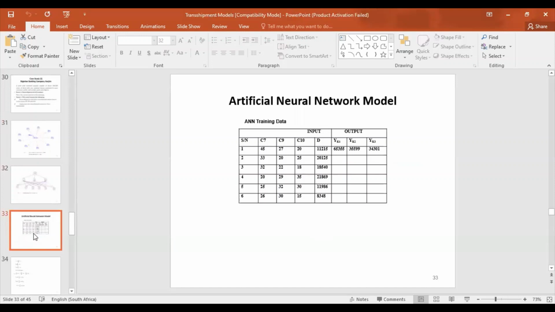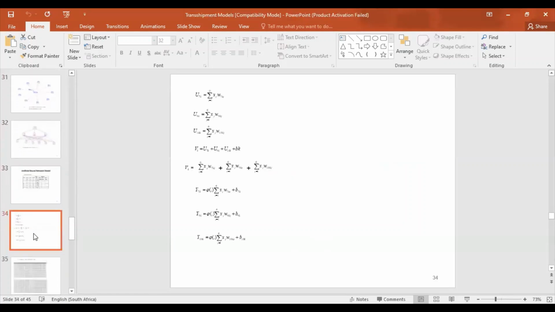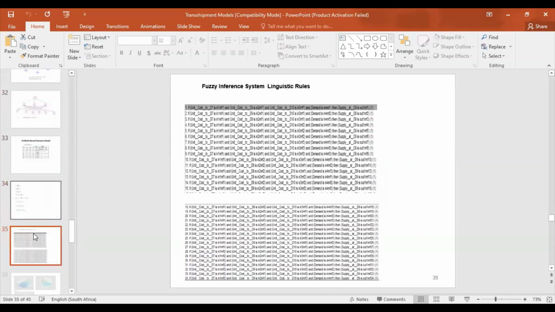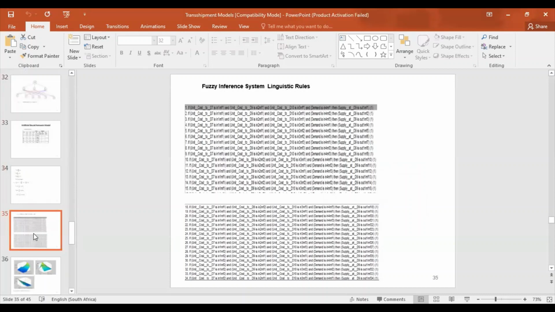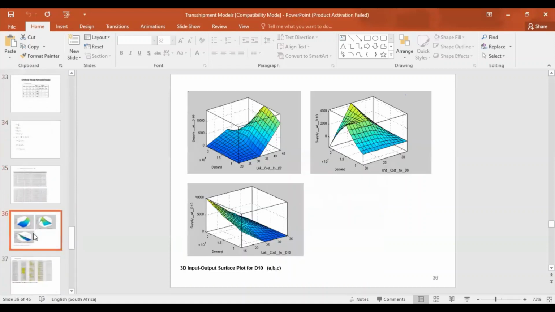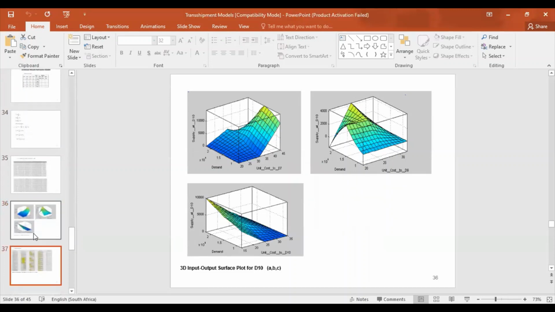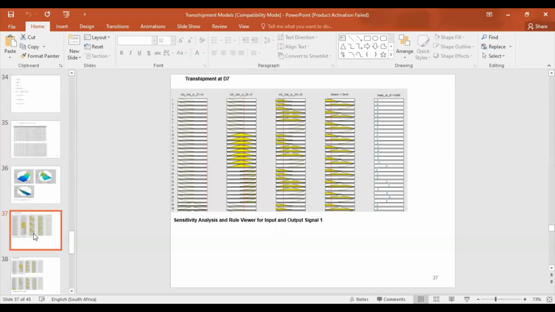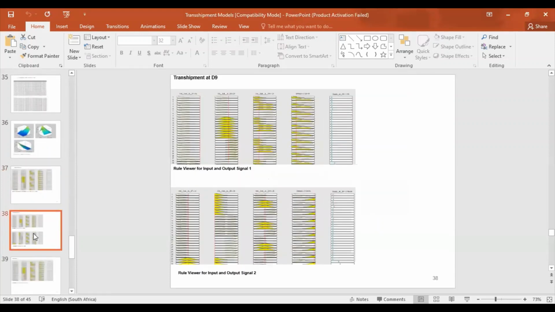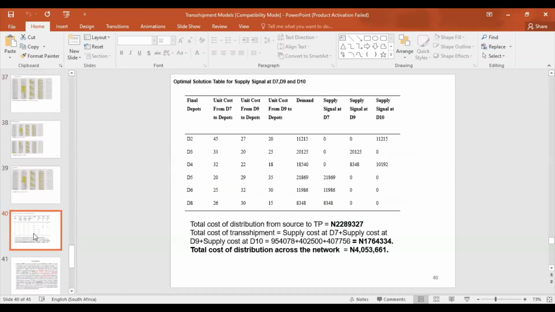Now we can also demonstrate the strength of ANN by using it to solve the problem of the bottling plant model. So we developed the bottling plant model for this problem. This is the mathematical equation here. Then these are the linguistic rules under the fuzzy inference system. Then we have the surface plots generated. And finally, we got our solution for product flow from the source to the first transshipment point, and product flow to the second and third transshipment points. And finally, we obtained what the solution response looks like.